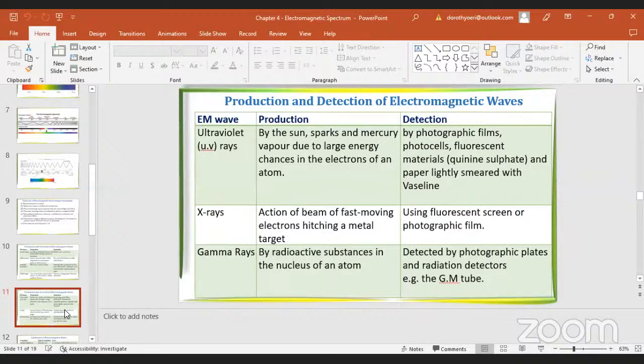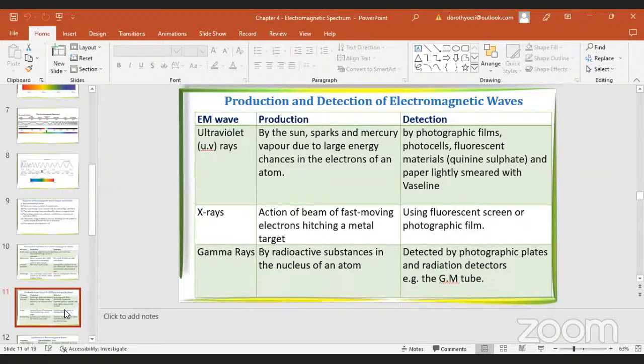So detection: photographic films, photocells, fluorescent materials. When you smear a paper slightly with Vaseline, you'll be able to detect UV. X-rays: when fast moving electrons are suddenly stopped by a target, that is how X-rays are produced. And detection, you use a fluorescent screen or a photographic film.